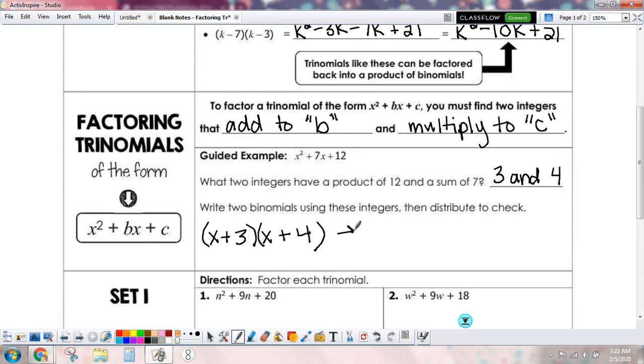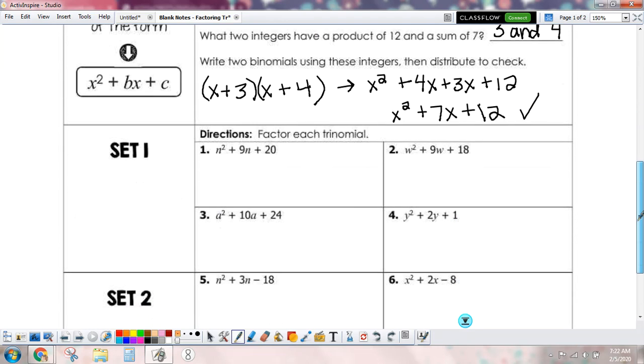And then to check our answer, we're going to go ahead and do our first. We get x squared. Our outer, that's 4x. Our inner, that's 3x. And our last, that's 12. Add our like terms, we have 4 plus 3 is 7, so x squared plus 7x plus 12. And as you can see, this answer does match our original, so we are good.